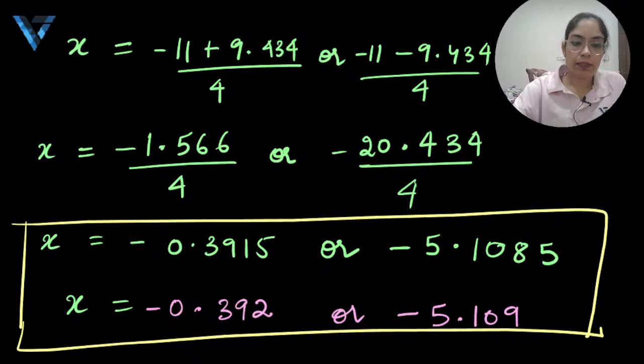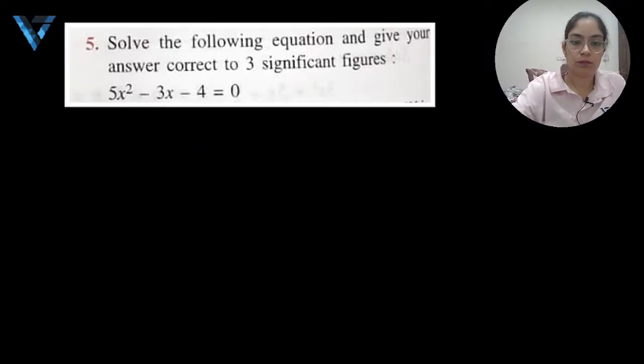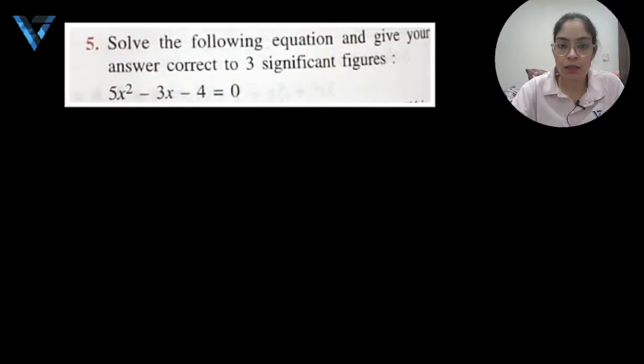Okay, let's do the next question. Till now we were solving questions up to 3 decimal places. The previous questions we solved up to 1 decimal place, 2 decimal places, and 3 decimal places. Now in this question we have to write our answer up to 3 significant figures. Regarding significant figures I already told you yesterday. Now let's do this question.